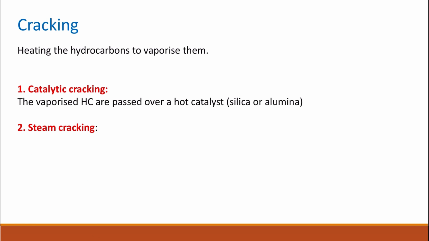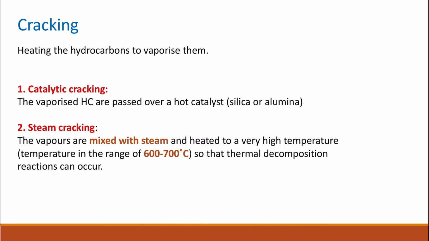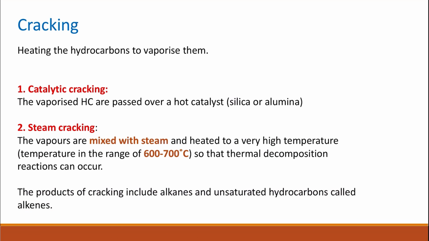Or we could use steam cracking, and in steam cracking, the vapors of the hydrocarbons are mixed with steam and heated to a very high temperature that can reach up to 600 or 700 degrees, so that thermal decomposition will then occur. The products of cracking will be shorter chain hydrocarbons, shorter chain alkanes, and also alkenes.